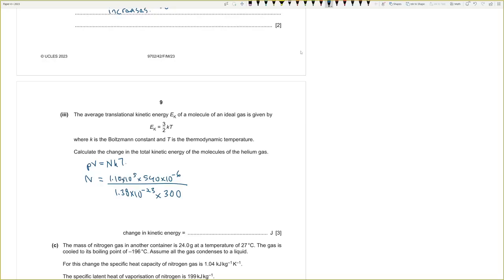So let's see what we get. 1.1 times 10 to the power 5 times 540 times 10 to the power minus 6, divided by 1.38 times 10 to the power minus 23 times 300. This gives you a value of 1.435 times 10 to the power 22.